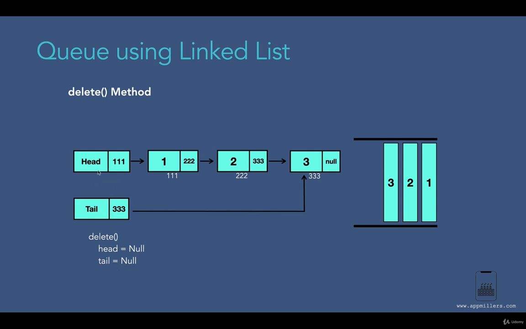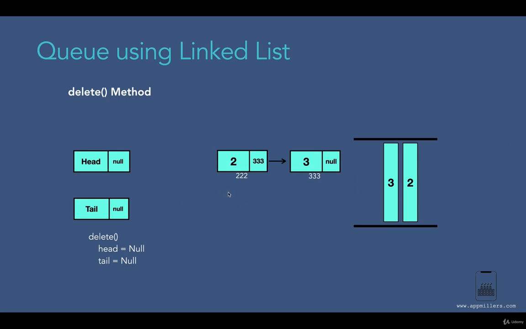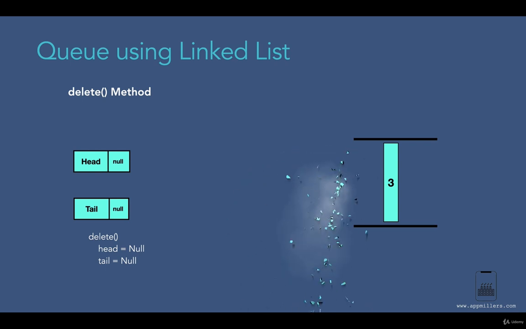So after doing it, the link between head and the first node gets destroyed, and the link between tail and the last node gets destroyed. Now after deleting these links over here, we see that the first node becomes eligible for garbage collection. So this means that the garbage collector can come and destroy this node from here. So with this, this element is deleted from the memory. Then the second element becomes eligible for garbage collection. So the garbage collector destroys this one from the memory, and this one is deleted from memory. And then at the end, the last node becomes eligible for garbage collection. So the garbage collector deletes this one from the memory as well. So with this, we have successfully deleted the queue from the memory.